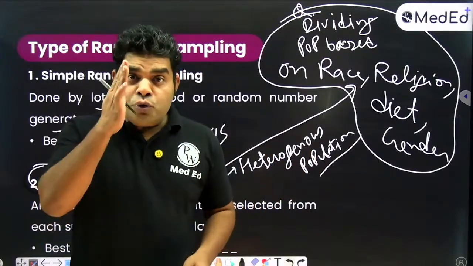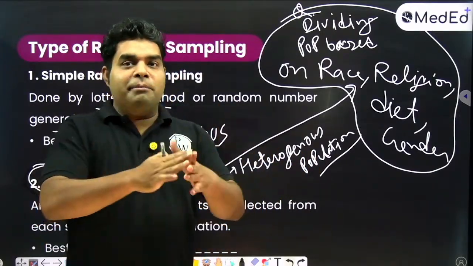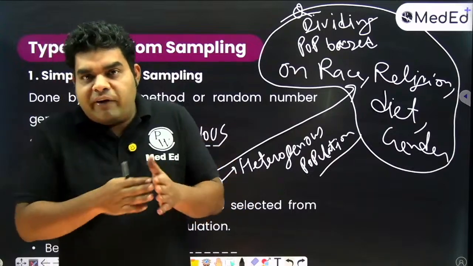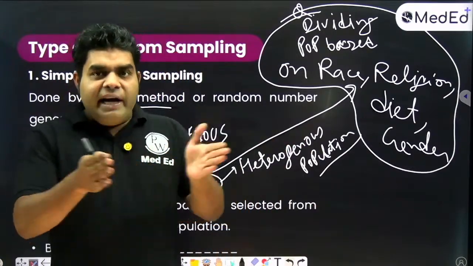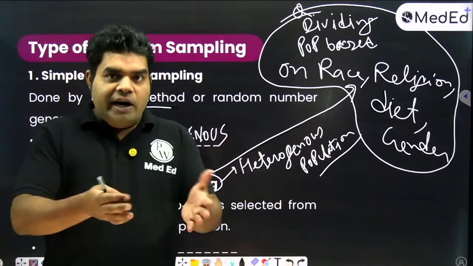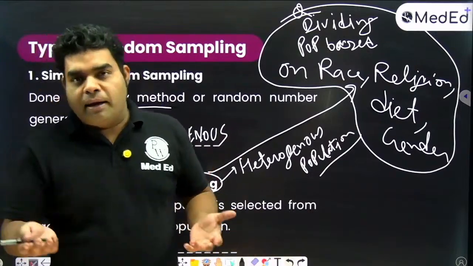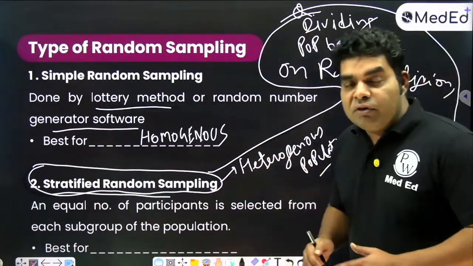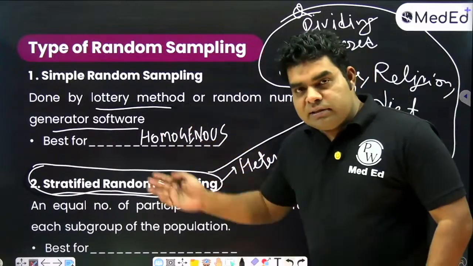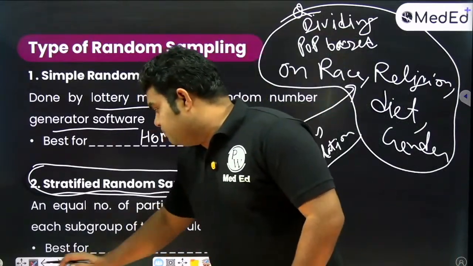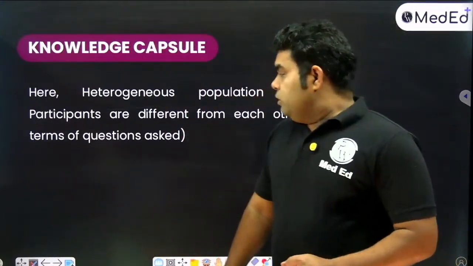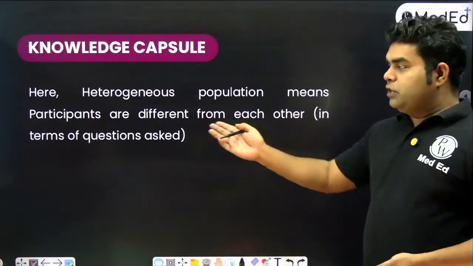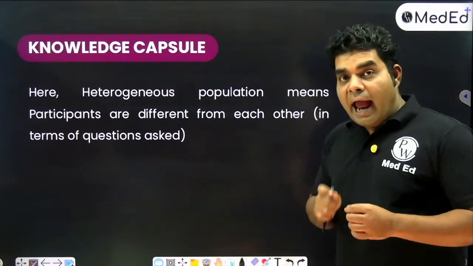You created the layer, you divided them into religion, because humans divided them into religion. So if the researcher divides them into religion, we call it stratified random sampling. That's why I am writing that it is best for heterogeneous populations, which are different from each other. And if they are homogeneous, simple random sampling by lottery method is best. So heterogeneous means the population is different from each other as per the question.